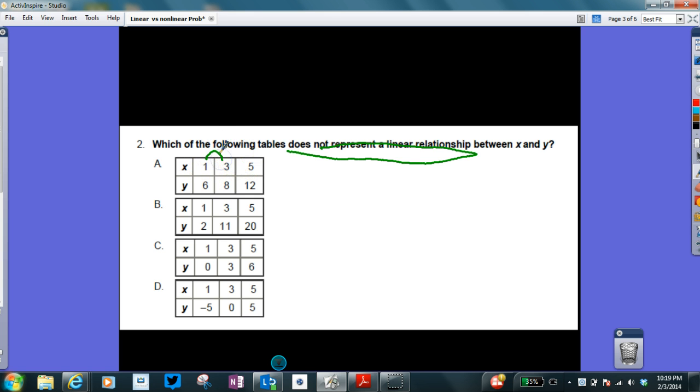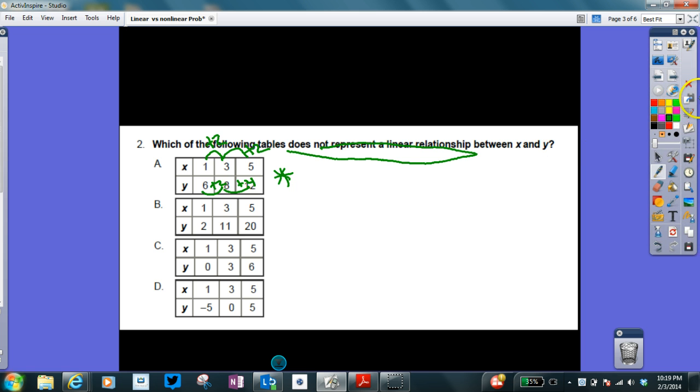1 to 3, plus 2. 3 to 5, plus 2. 6 to 8, plus 2. 8 to 12, that's plus 4. Let's put a little star next to that one. We're going to come back to that one.